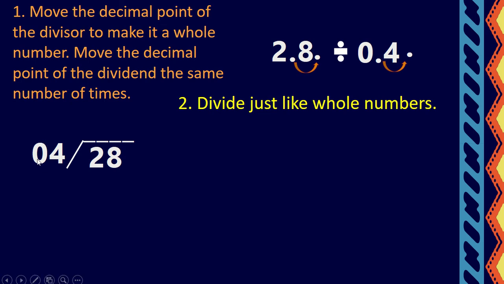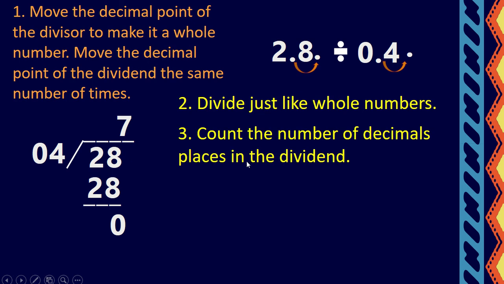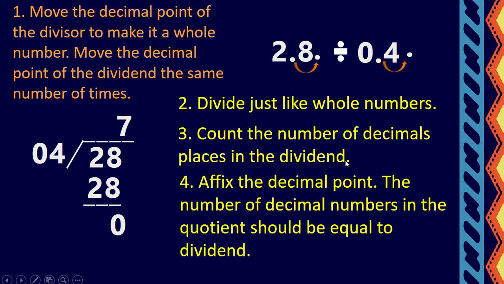Just remember, this 0 has no value. Divide just like whole numbers. 28 divided by 4, we have 7. 7 times 4, we have 28. 28 minus 28 is 0. Count the number of decimal places in the dividend. Do we have decimal places here? We don't, so we cannot affix the decimal point in the quotient. There should be no decimal number in the quotient. So the answer is 7.